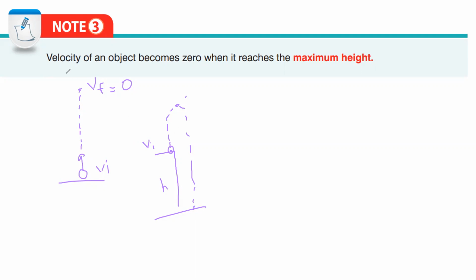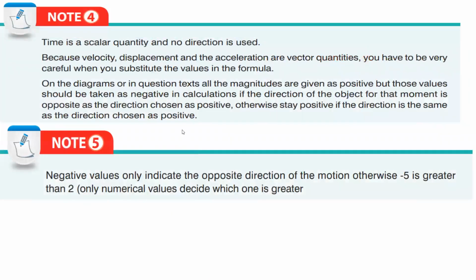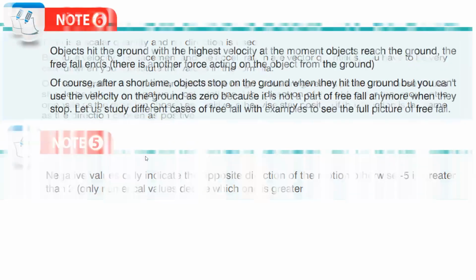But in this note, they said velocity of an object becomes 0 when it reaches the maximum height. Okay, let's continue. Let's see what else we have. Note 4. Time is a scalar quantity and no direction is used. Remember that. And then if you are getting negative time, it means some calculation is wrong. Just remember that. All right. And note 5. Negative value is just showing you direction. It depends on which direction you are choosing, which one is positive. Just remember that. And then let's continue with the next one, note 6.